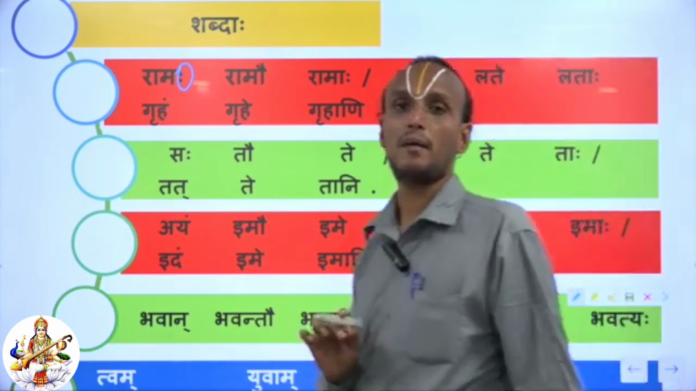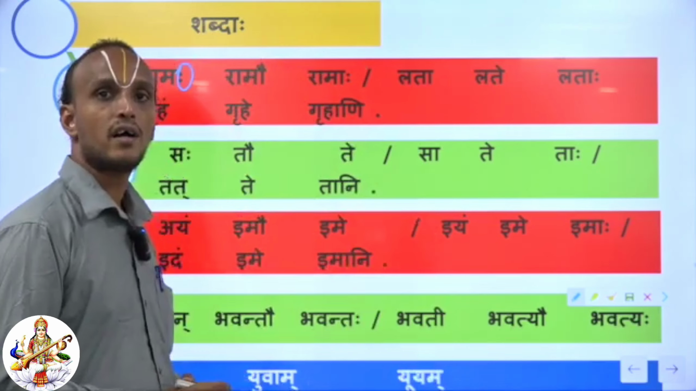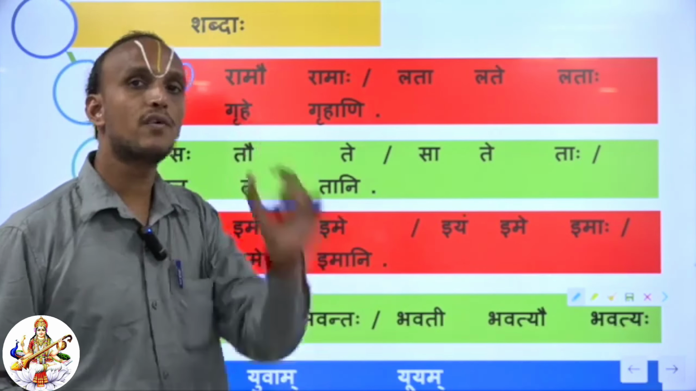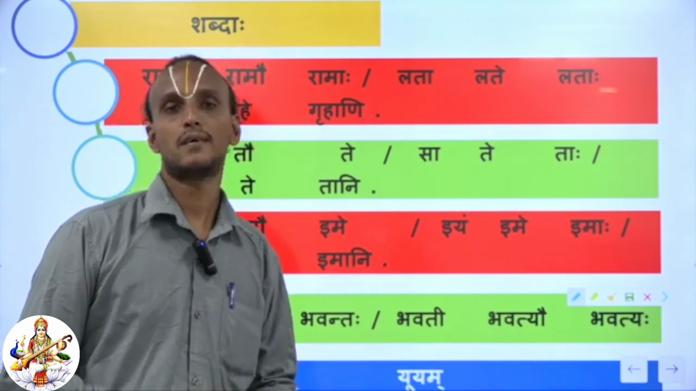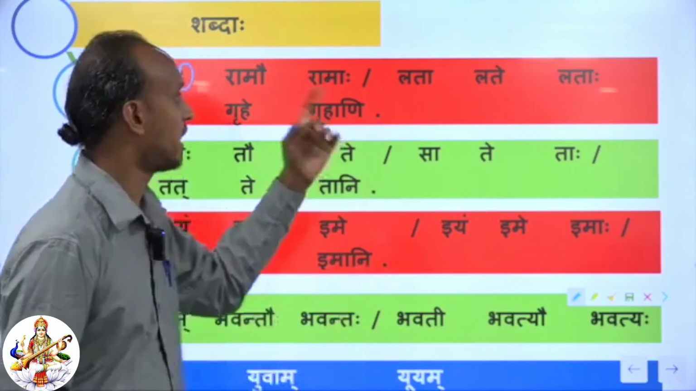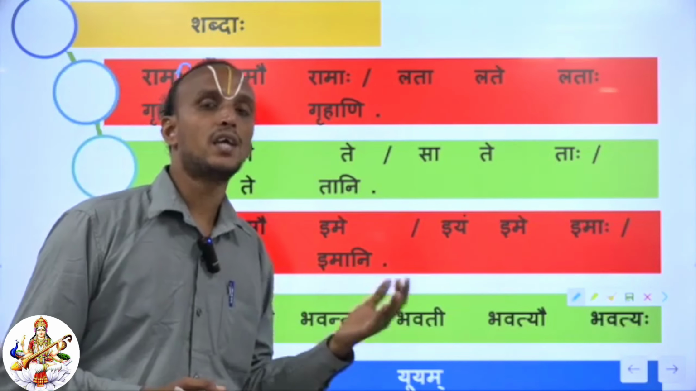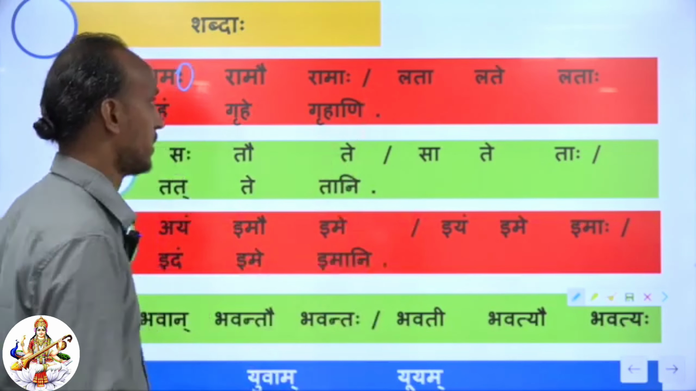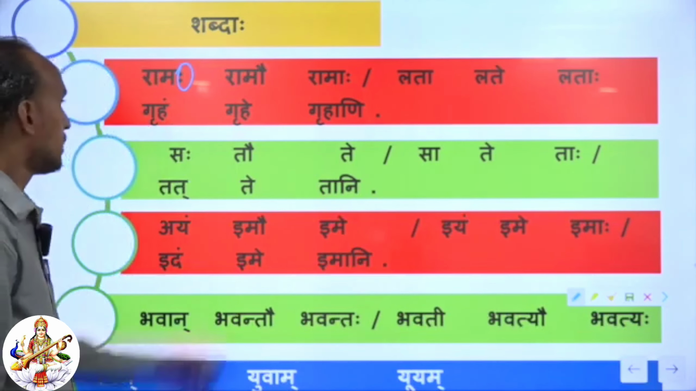This Shabda Lata belongs to Strilingaha, feminine gender. How can we identify that this belongs to Strilingaha? If a word ends with A, E, U pronunciations, then that word belongs to feminine gender. See here. Lata, Sita, Parvati, Gauri, all these words belong to feminine gender. Lata, Late, Lataha. Then the third example.